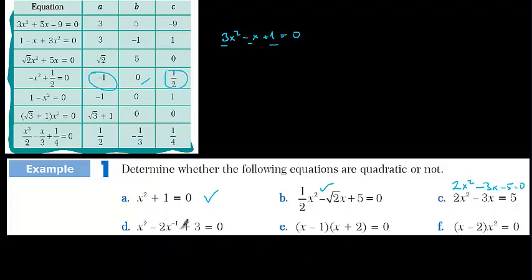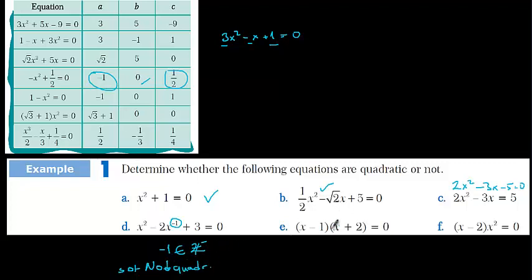Here, x squared minus 2x to the power of minus 1 plus 3 is not a quadratic equation, because we have a negative power here. Minus 1 is an element of the negative numbers. So if the power is negative, it cannot be quadratic. So not quadratic.